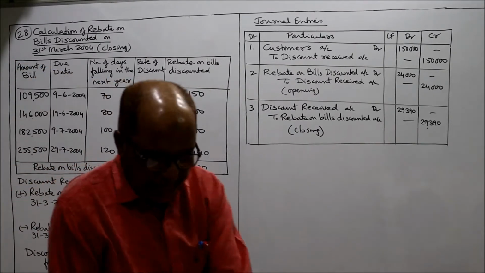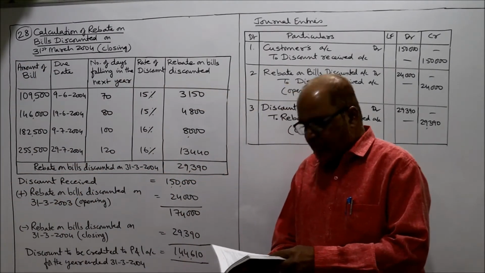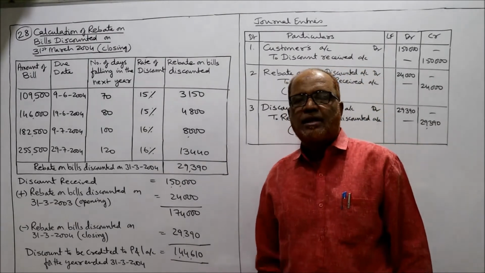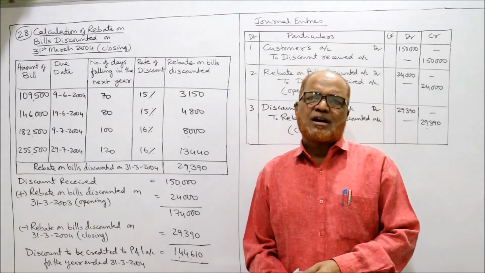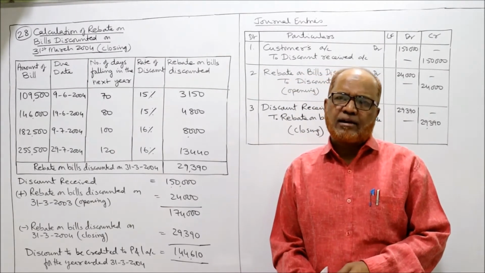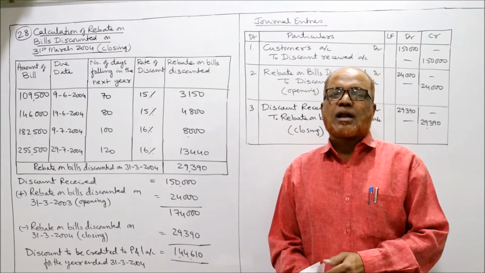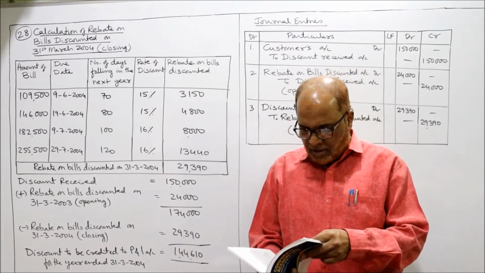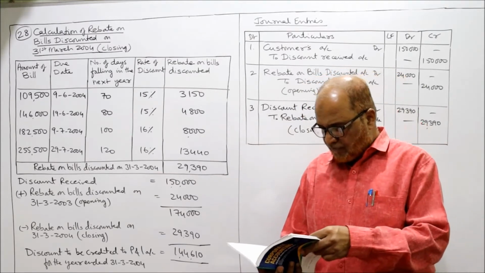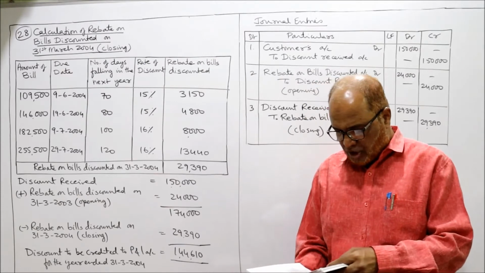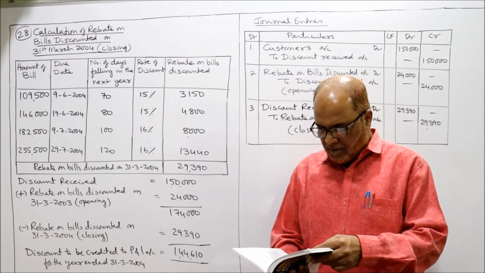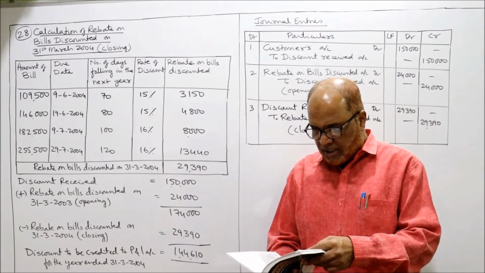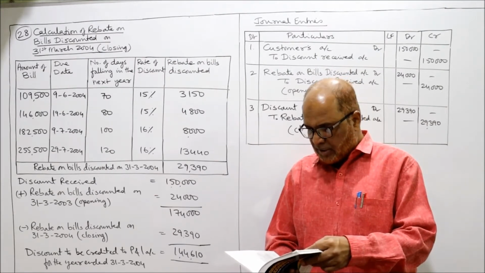Now this is the 28th problem. See the 28th one, this is exactly similar to the previous problem 27th one, and only the figures are different. The procedure, the entries, the calculations are exactly same. The following is an extract from the trial balance of Vishwam Bank Limited as on 31st March. Bills discounted 20,35,000. Rebate on bills discounted not due on 31st March 2003 24,000.